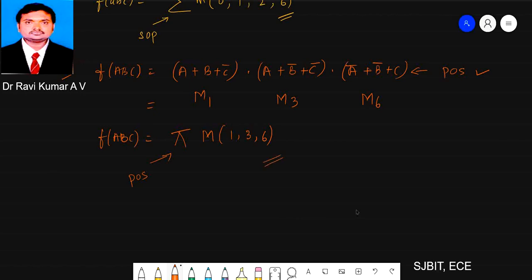So this is how we can represent the Boolean expression in the form of a switching equation. Hope you understand how we can represent the switching equation of a Boolean equation in SOP as well as POS. Those are in the canonical form. Thank you very much.